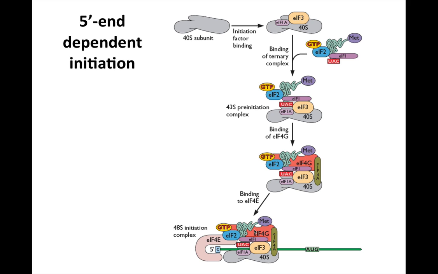EIF4G in turn binds EIF3, and then EIF3 binds the 40S subunit. So that brings in the 40S subunit along with all the other factors in the pre-initiation complex, the ternary complex, etc. Okay, so that nucleates the initiation complex at the 5' end of the messenger RNA. So the cap is very important for this, and that's why this is called 5' end dependent initiation.